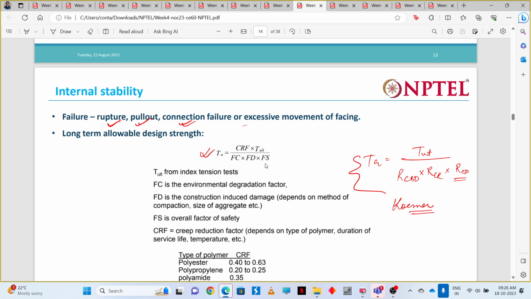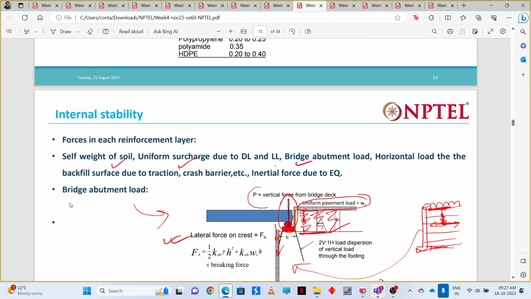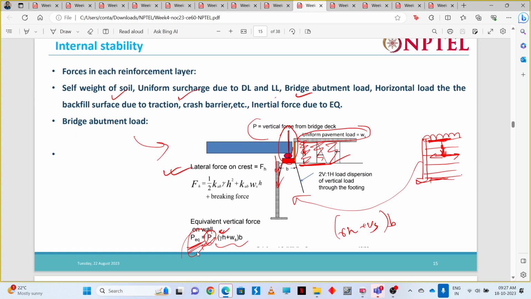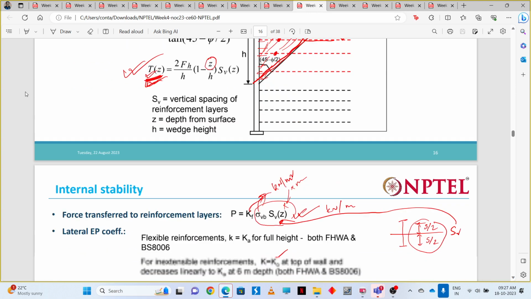If the connection between the reinforcement and the facing breaks, what will happen? Excessive movement of the facing will happen, so this is holding it in place, right? If it fails suddenly, there will be excessive movement. So we discussed some other internal forces that are acting, from this bridge abutment load and all these things. This also we discussed.